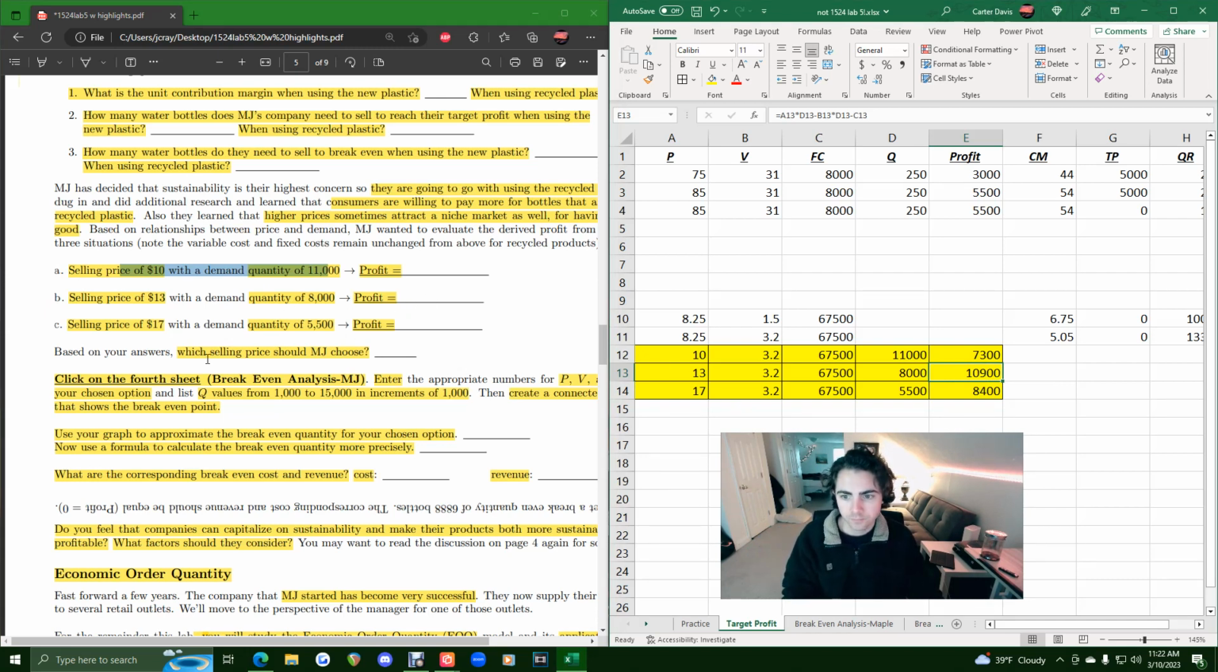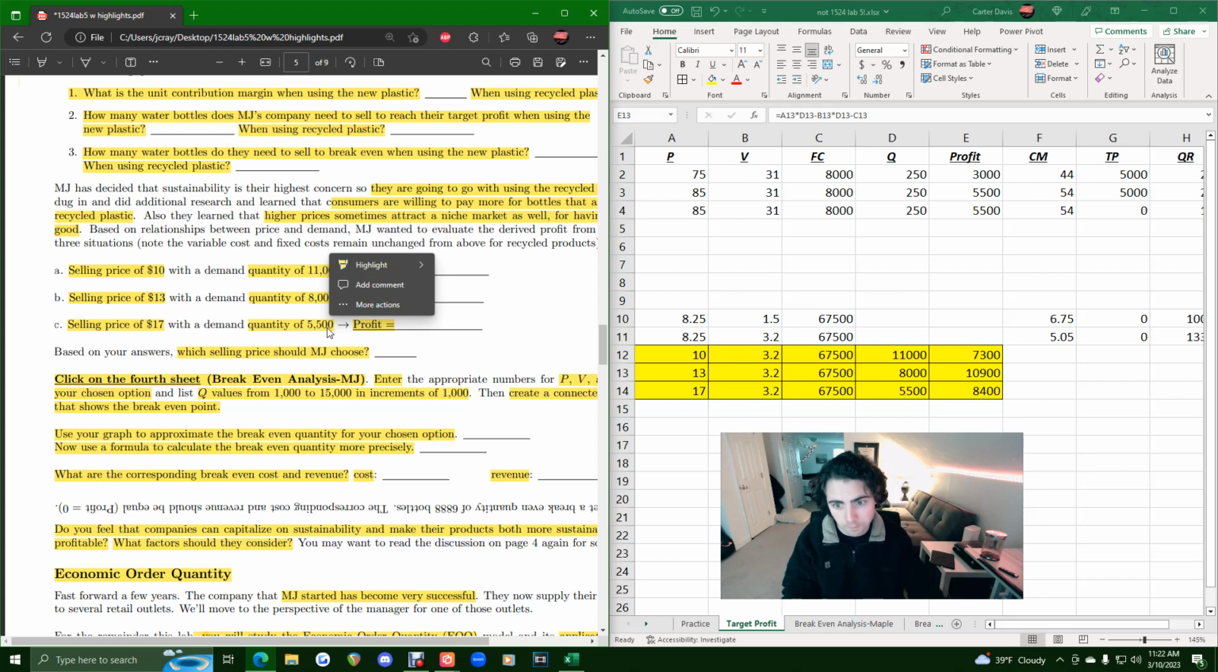So based on your answers, which selling price would MJ choose? Hopefully the one with the highest profit there, because it's kind of like an in the middle sort of value. It's like the middle selling price, and you don't have to sell a ton, but you don't want to sell too few, I guess. I don't know, something like that.